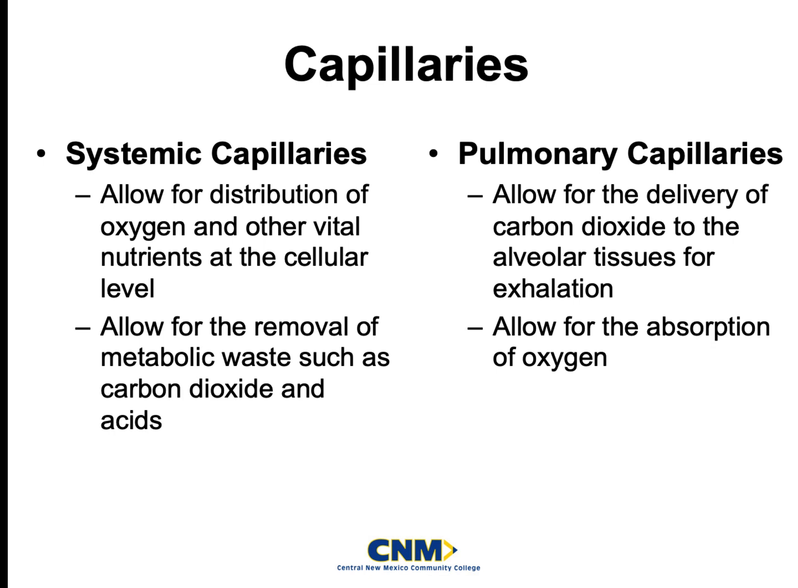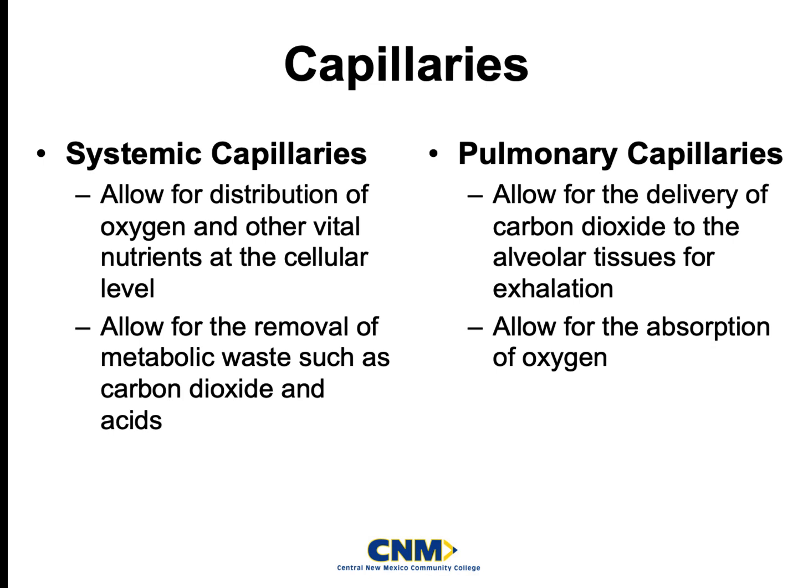With the systemic capillaries and the pulmonary capillaries, these all work together, but we have to make sure that we have a good pressure in our system in order to get that oxygen molecule to cross over into our systemic capillaries all the way down to our big toe. So again, systemic capillaries allow for distribution of oxygen and other nutrients at the cellular level, and they also allow us to remove the waste, the carbon dioxide and other acids that we find in our body, such as lactic acid.